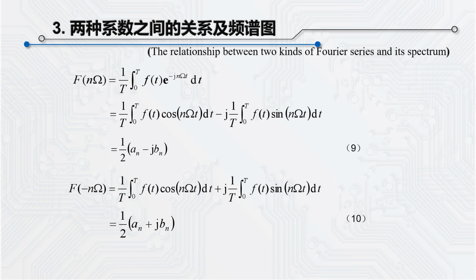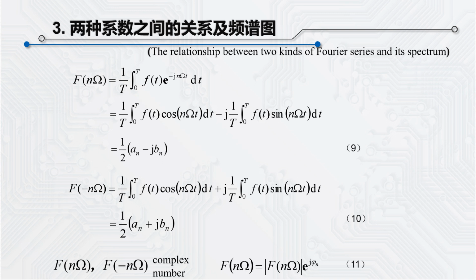Since the periodic signal can be expanded into trigonometric form and can also be expanded into exponential form, what is the relationship between them? Formula 9 is the expression of F(n omega). Formula 10 is the expression of F(minus n omega).